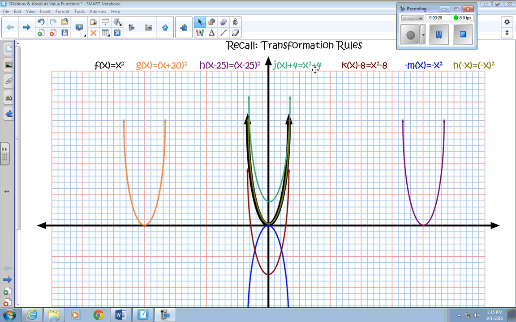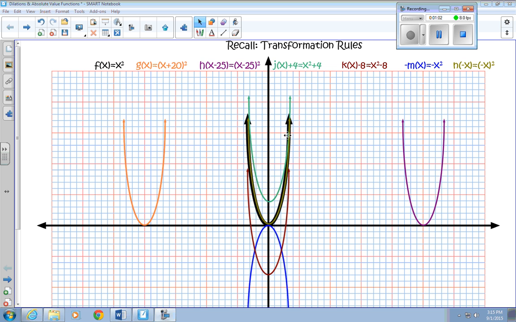To translate up or down, we're going to add to translate up and subtract to translate down. So that's straightforward. But horizontal transformations are backwards and always inside parentheses. To reflect something vertically, we have the negative sign outside the parentheses or without parentheses. And to reflect something horizontally, we have the negative sign inside the parentheses.